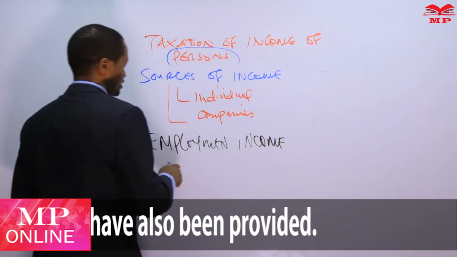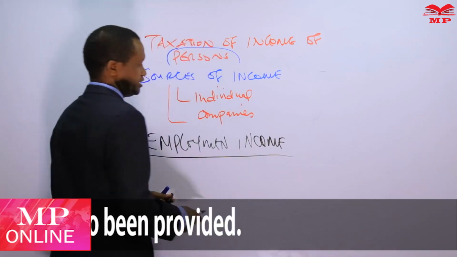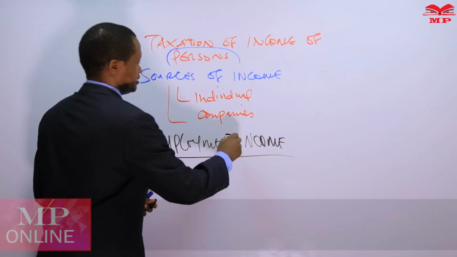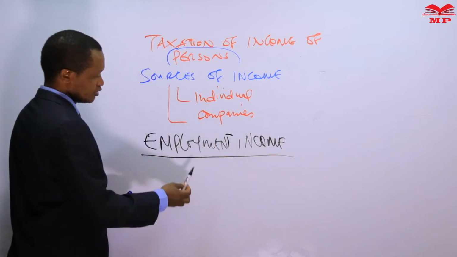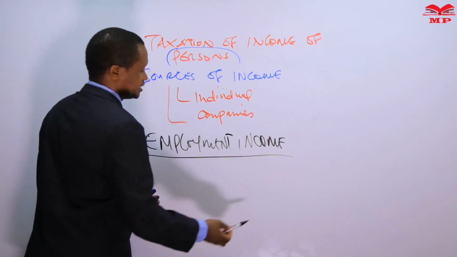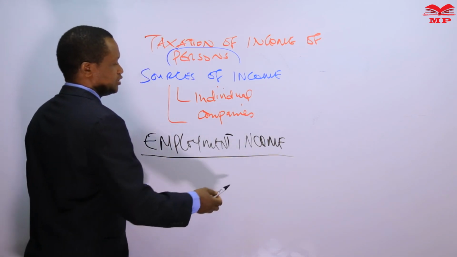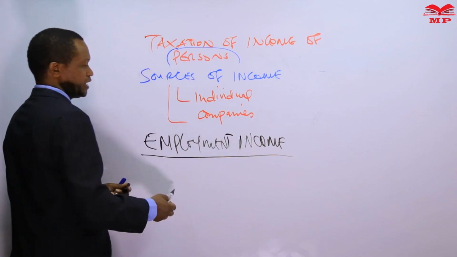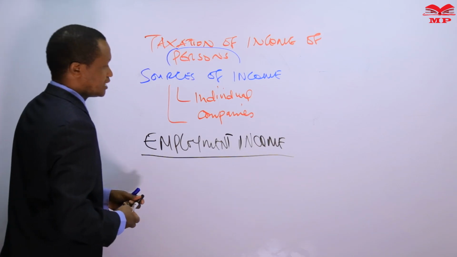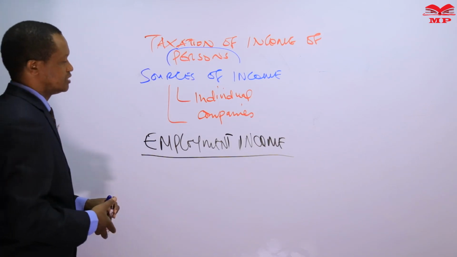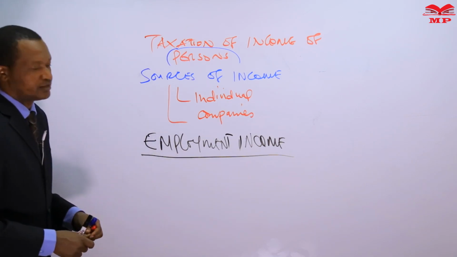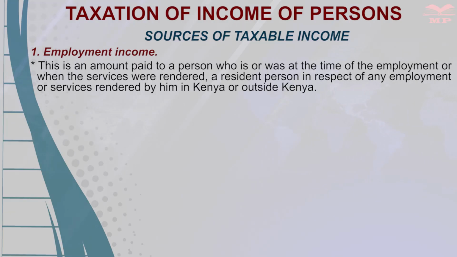So employment income is, in a nutshell, the income received from employment. Okay? Income resulting or received as a result of employment. And employment is an arrangement. It is a contract between an employer and an employee.